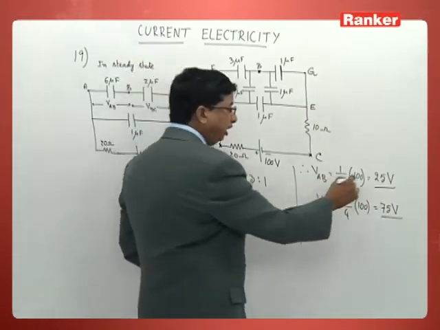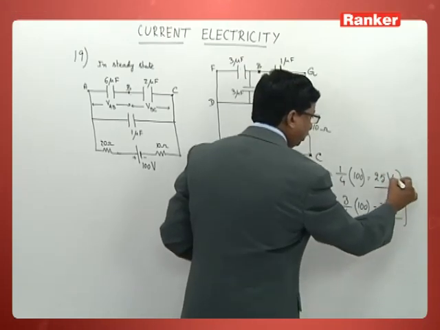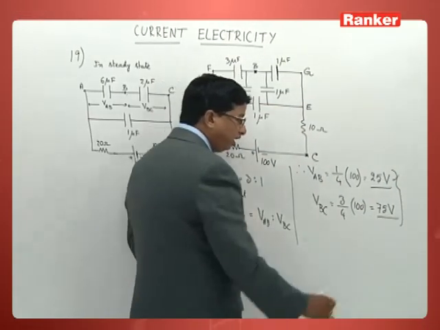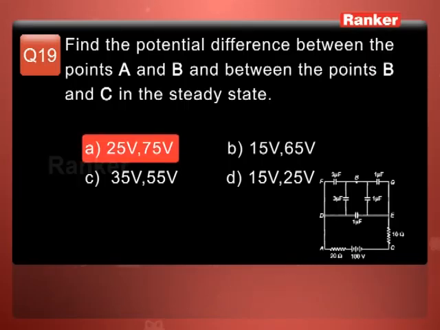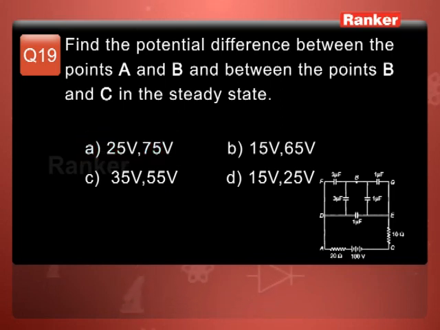So what is the PD across A and B now? It is 25 volt. What is the PD across B and C now? It is 75 volt. So 25 volt and 75 volt, these two are our answers for this problem number 19. PD across A and B is 25 volt and PD across B and C is 75 volt. These two are the correct answers for us. So 25 and 75 volt, you people have to remember as the correct answer for this question number 19.